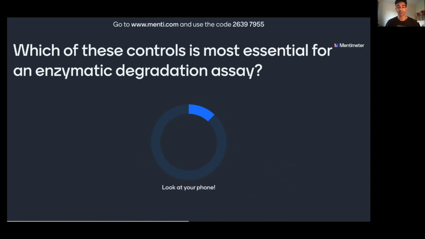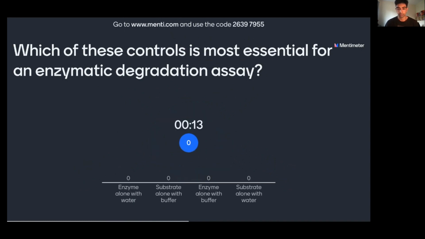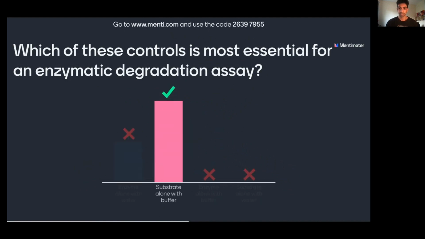Ooh, it's a bit trickier, but have a go. We did talk about this specifically, actually, so hopefully you guys remember. Yeah, majority wins. So you wouldn't use the enzyme alone with water because water is probably not what you've done the experiment in, because enzymes need specific conditions to work, and those conditions are provided by a buffer. But yeah, you would use the substrate alone with the buffer because, like we said, if the substrate is breaking down by itself in the buffer without the enzyme, then you're going to get a false signal being produced.